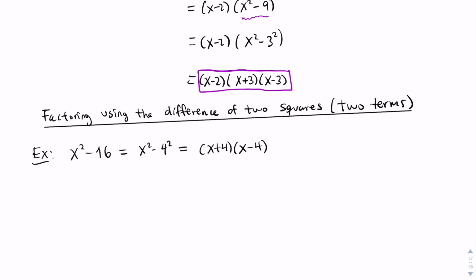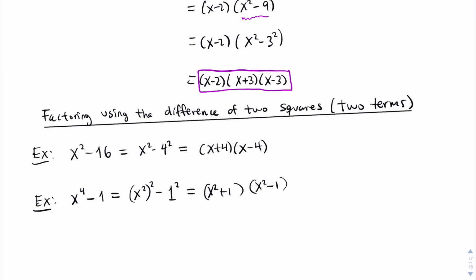What if you had this? So here's the next example. What if you had x to the 4th minus 1? What is this going to be? Well, this is x squared squared minus 1 squared. So this will become x squared plus 1 times x squared minus 1.